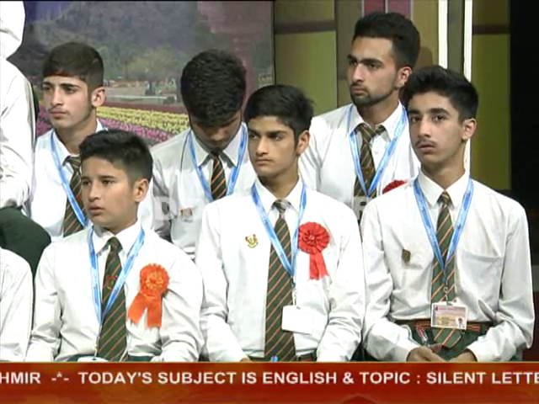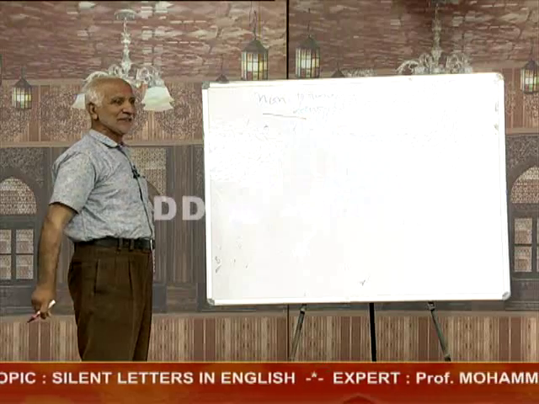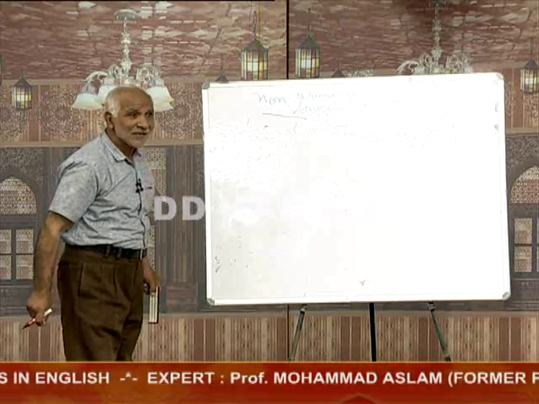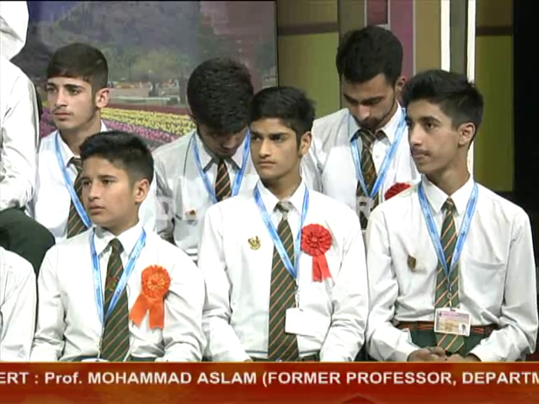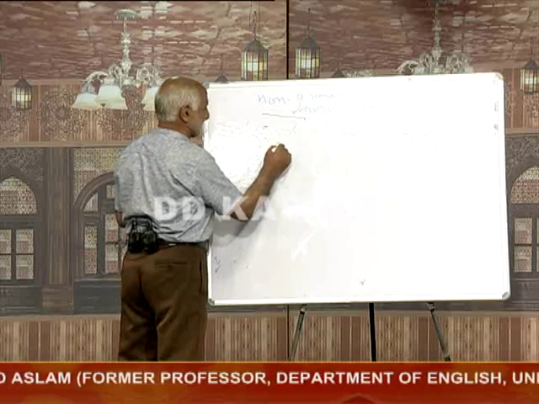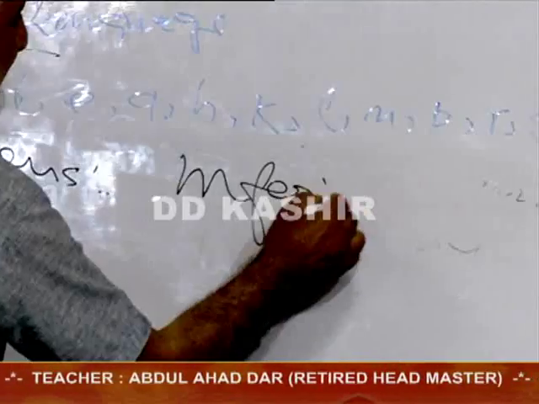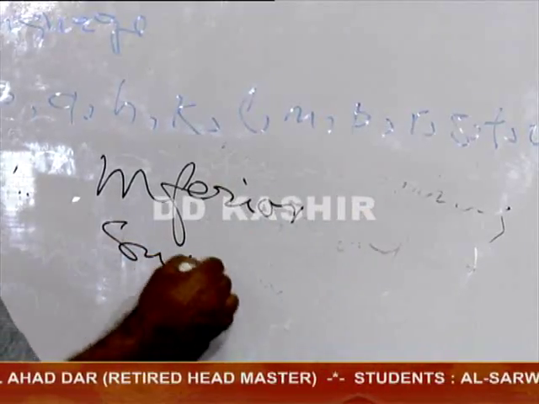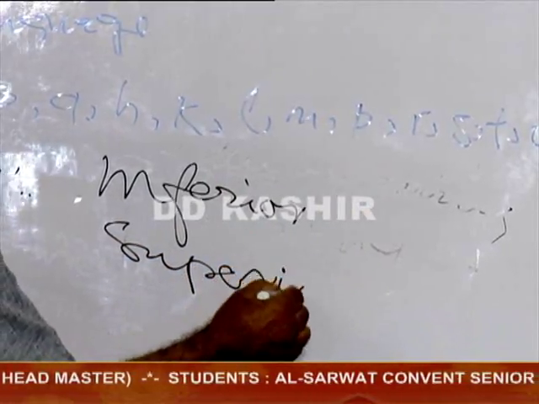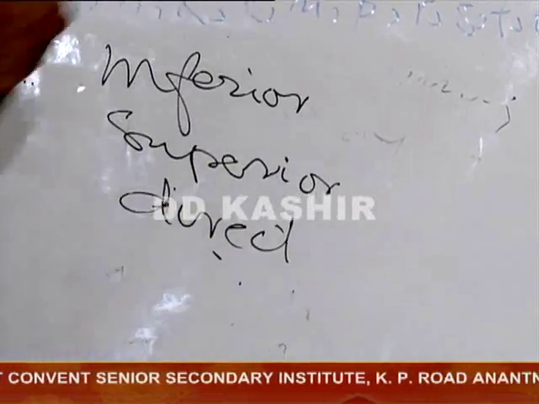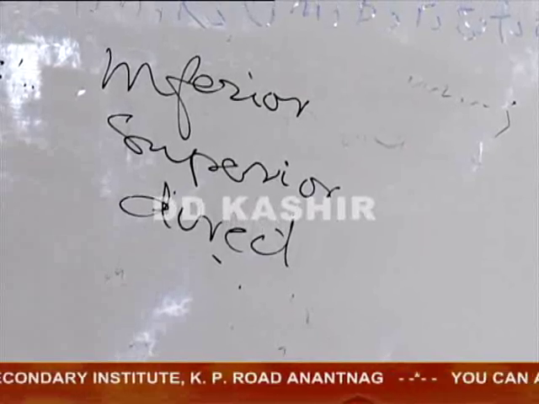Now, what more about R? Exceptions. Exceptions are there. Very good. You remember very well. What are the exceptions? When it is followed and preceded by a vowel letter. For example, inferior, superior, and direct, and so on. You find it is to be pronounced there.